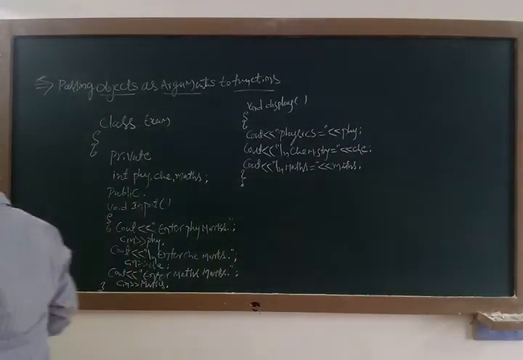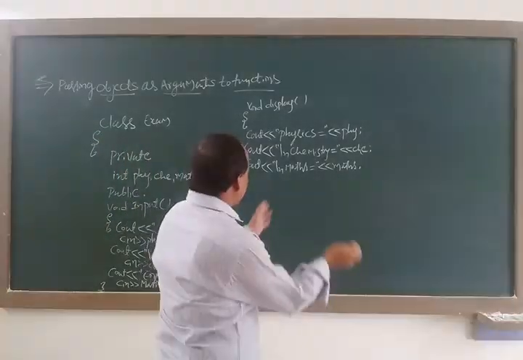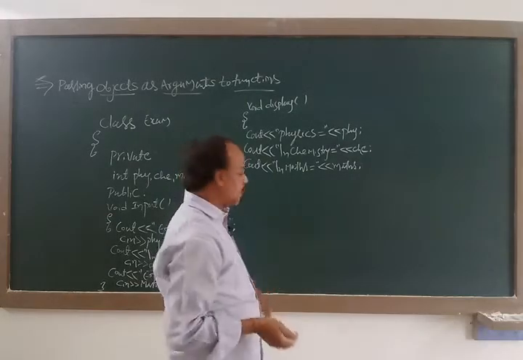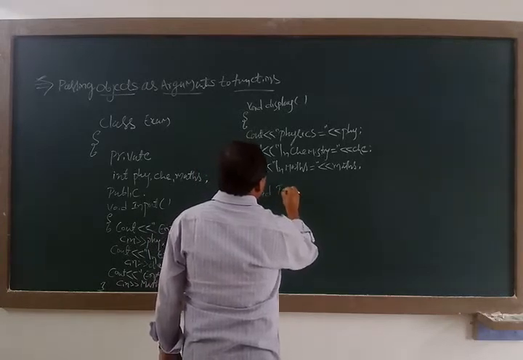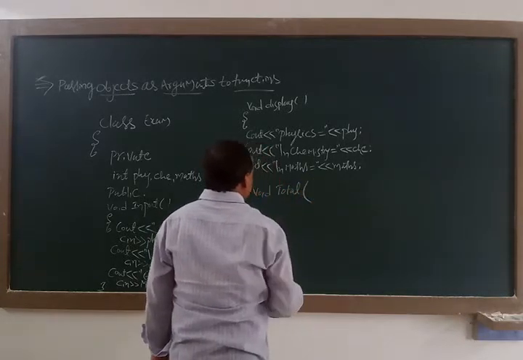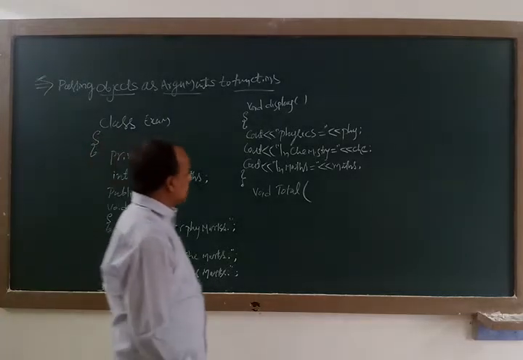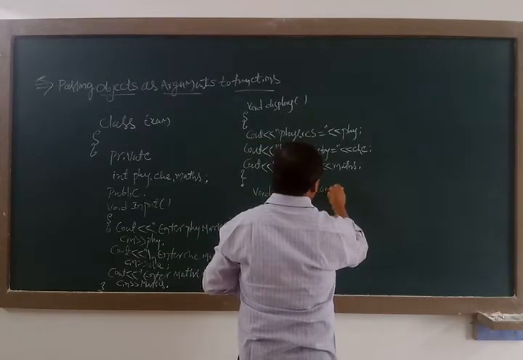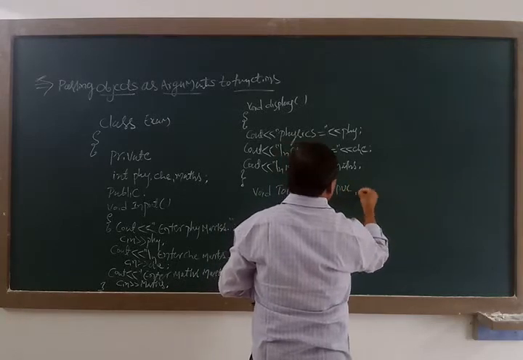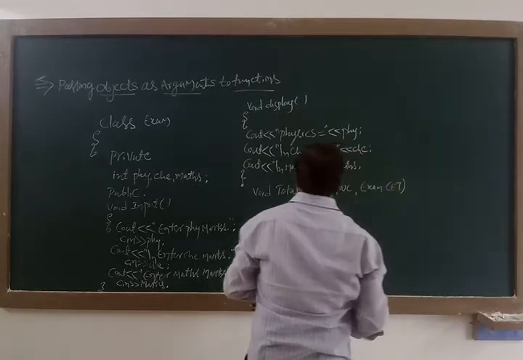And next we have to consider one more function, that is to add this PUC as well as CET marks. Therefore one more function, that is void total function, and this function must contain what? Arguments, that is exam space PUC comma exam space CET, right?